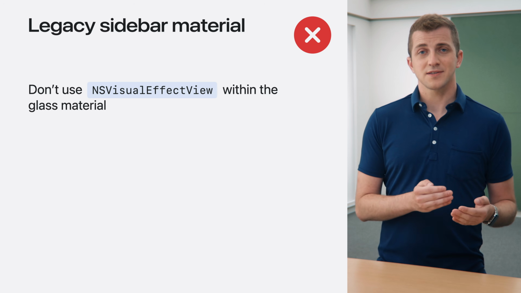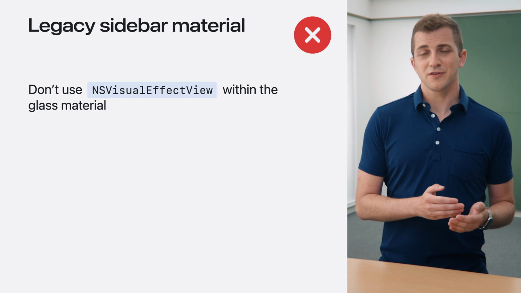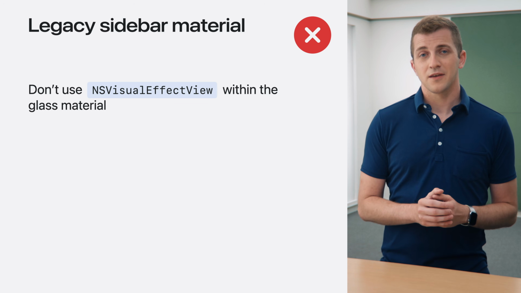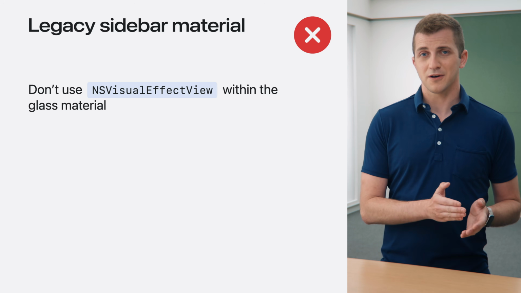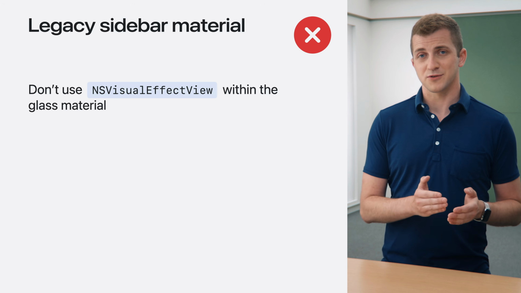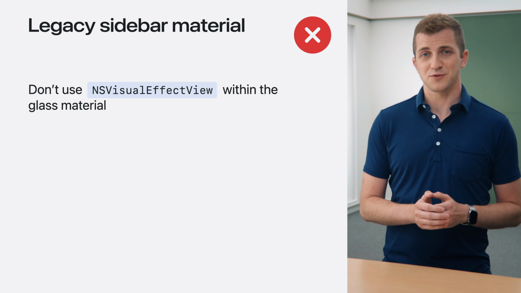Now that the sidebar sits atop glass, the legacy sidebar material is no longer necessary. If you're using an NSVisualEffectView to display that material inside of your sidebar, it will prevent the glass material from showing through. You should remove these visual effect views from your view hierarchy.